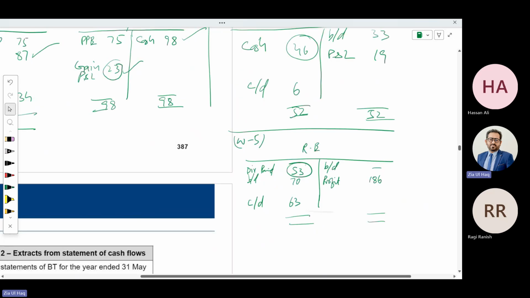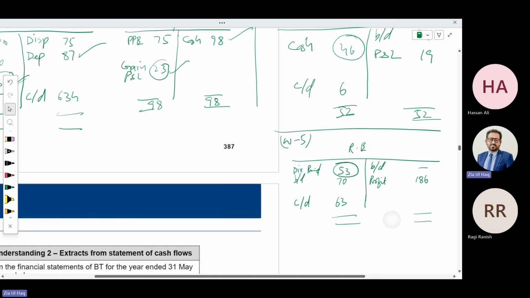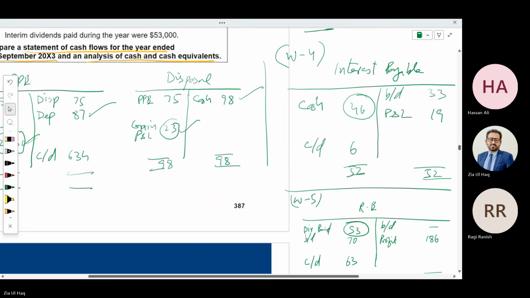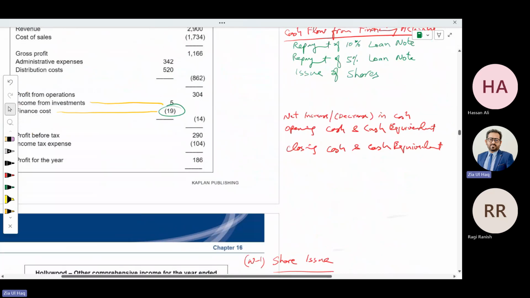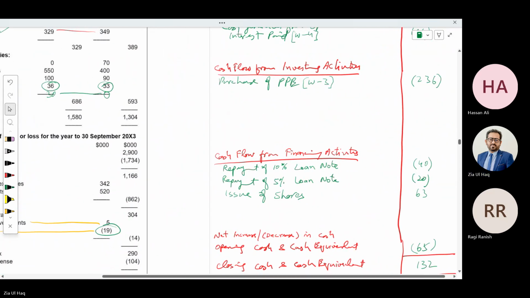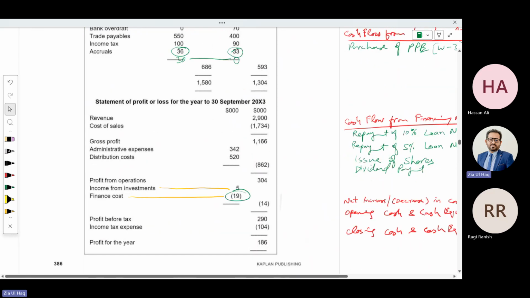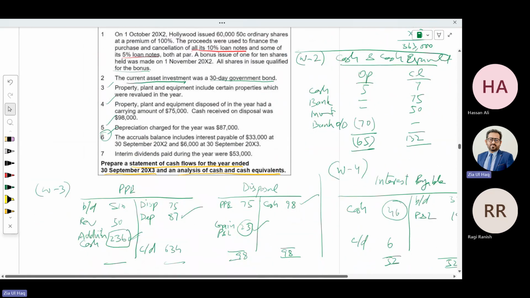So where should we record that? Dividend paid means cash. Where should we record this: financing, investing, or operating? Dividend payment. How much? 53. Outflow. Okay, let's move forward. So all adjustments are done.